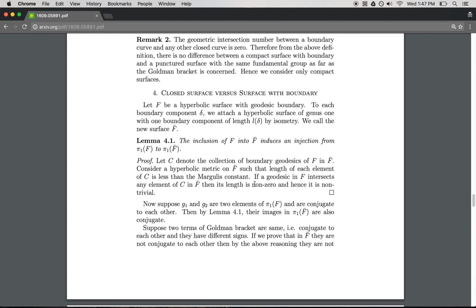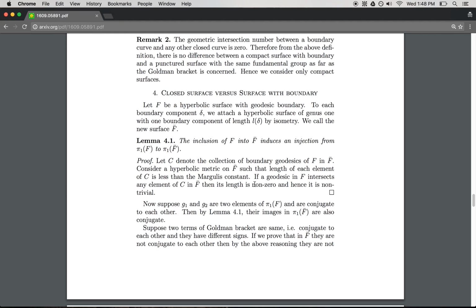Section 4. Closed surface versus surface with boundary. Let capital F be a hyperbolic surface with geodesic boundary. To each boundary component delta, we attach a hyperbolic surface of genus 1 with one boundary component of length L of delta by isometry. We call the new surface capital F bar. Lemma 4.1. The inclusion of F into F bar induces an injection from pi sub 1 of F to pi sub 1 of F bar.